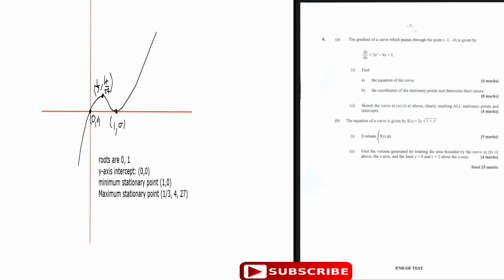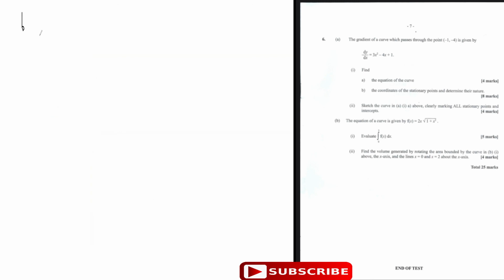Let's go to part B now. Part B says we are supposed to evaluate the integral from 0 to 3 of 2x times the square root of 1 plus x squared dx.